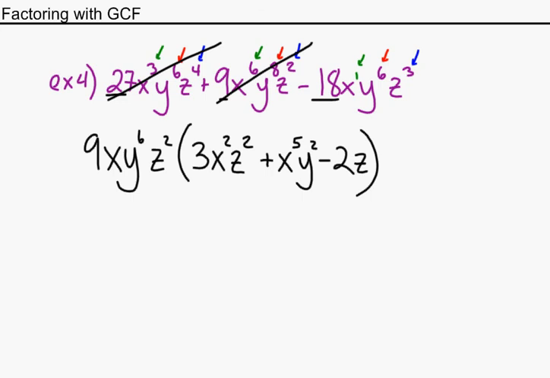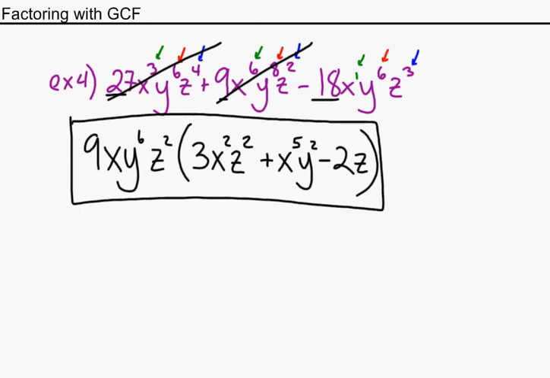Started with a trinomial and ended with these 3 pieces in here, so I know that I'm at least correct in that sense. And if I were to distribute this 9x y to the sixth z squared back through, I would get back to where I started in my original. So in the end, my final answer is this factored form right here. I've taken something complicated and I've narrowed it down using GCF into something that's a little bit more manageable and easier to work with, which is exactly why I use GCF in the first place.